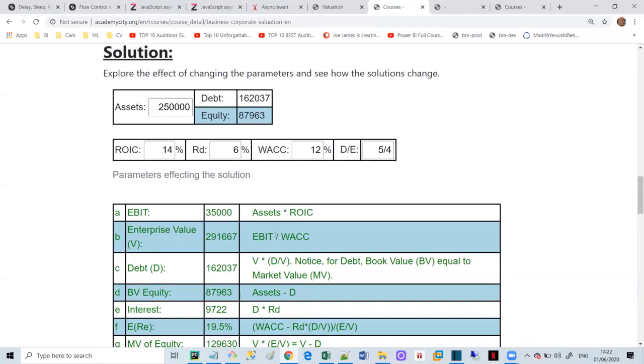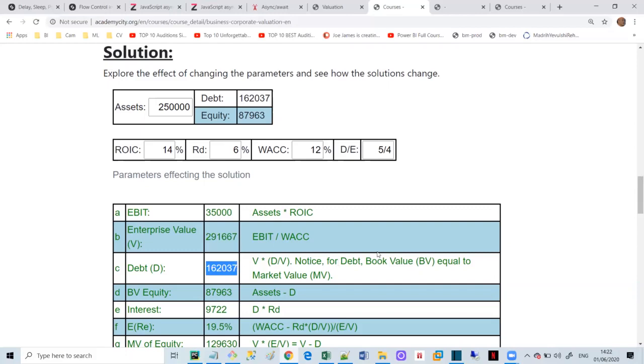Before that, we say, okay, how much money are we going to raise? Since part of the company is going to be financed by debt, and that's going to be 5/9 of the company, I'm going to take 5/9 of that amount, and that's the amount I'm going to raise as debt.